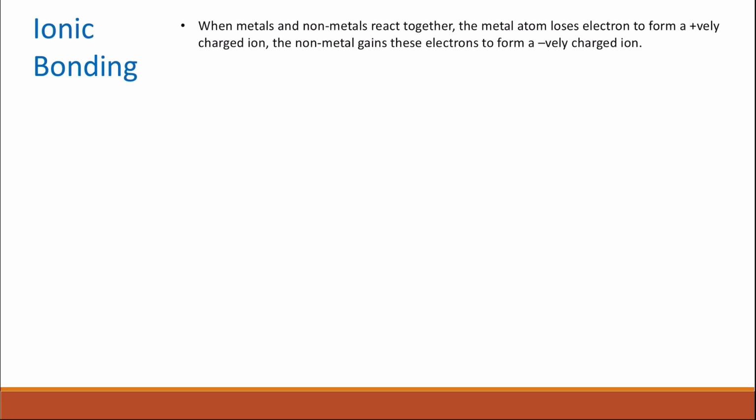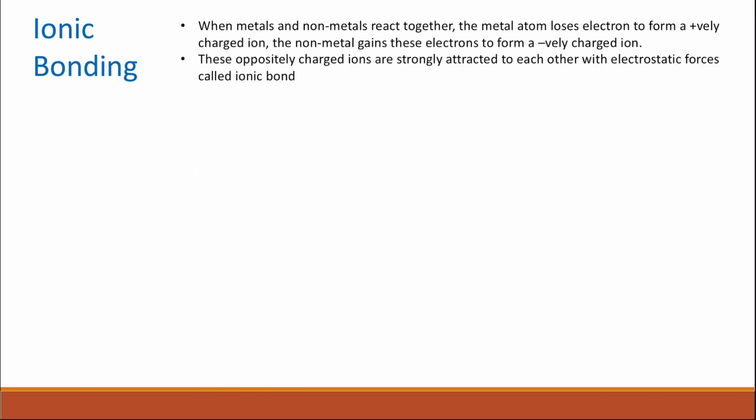We know that metals tend to lose electrons to give positively charged ions, and the nonmetals tend to gain electrons to give negatively charged ions. So now we have oppositely charged ions with positive and negative charge, and these ions are strongly attracted to each other with electrostatic forces of attraction.